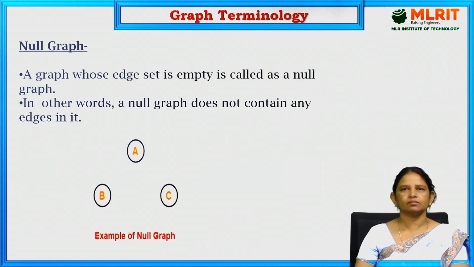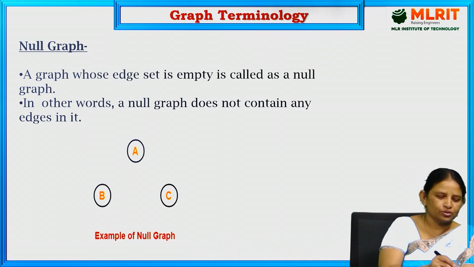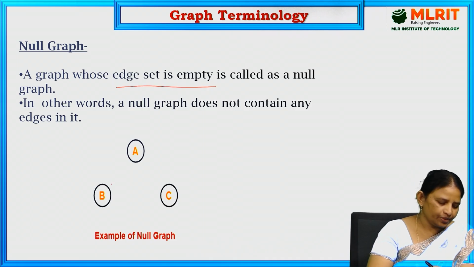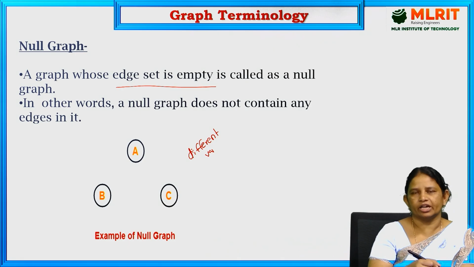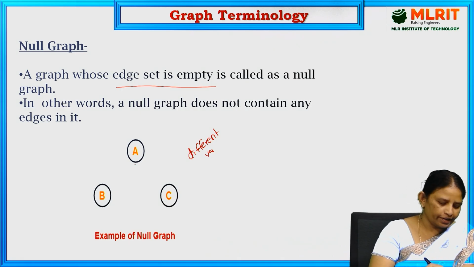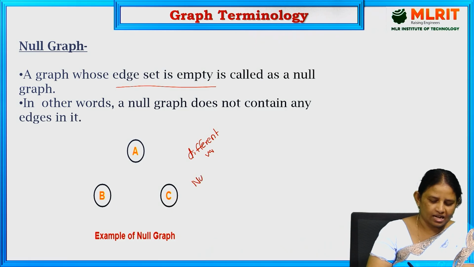Next, null graph. A graph whose edge set is empty. That means A, B, C are different vertices. These three are not connected to anywhere. So there is no edge between the vertices of the graph. This graph is called a null graph.